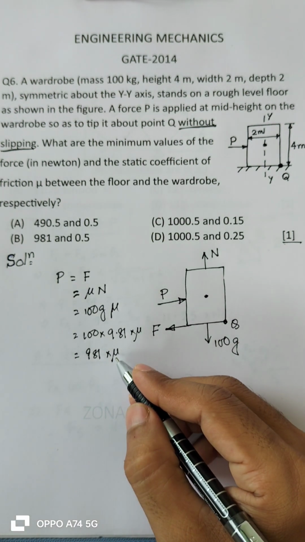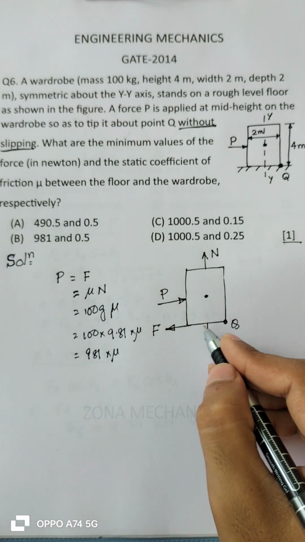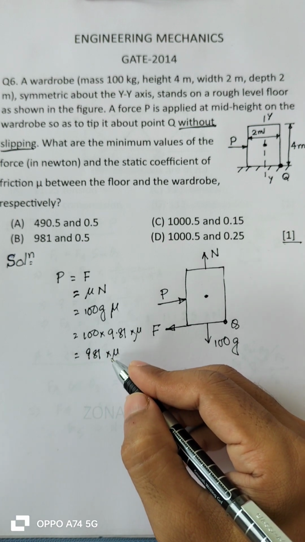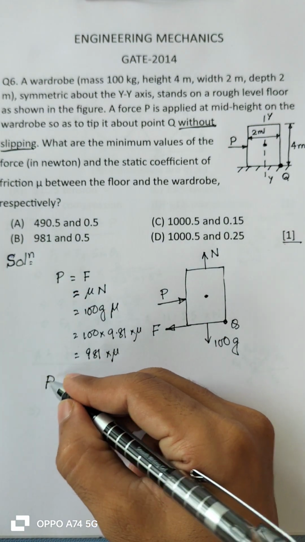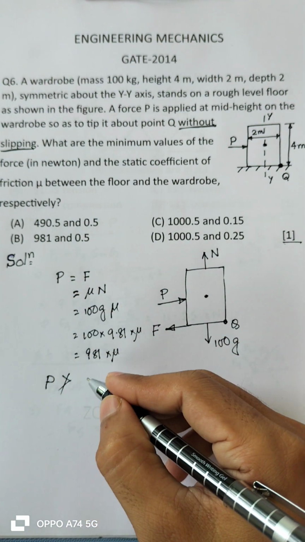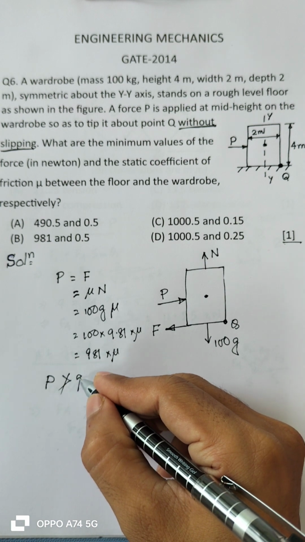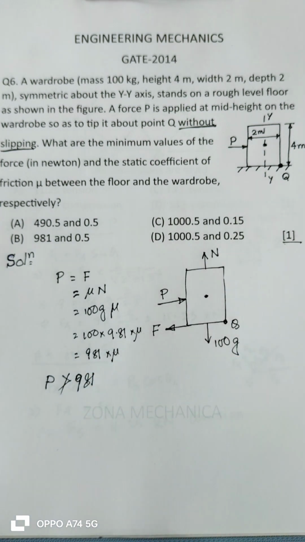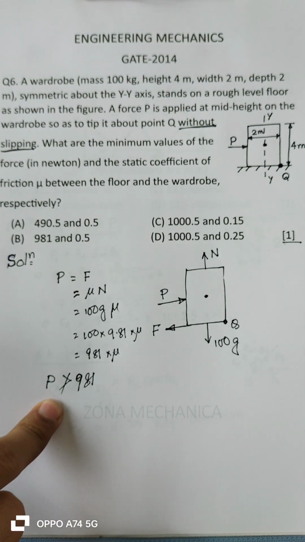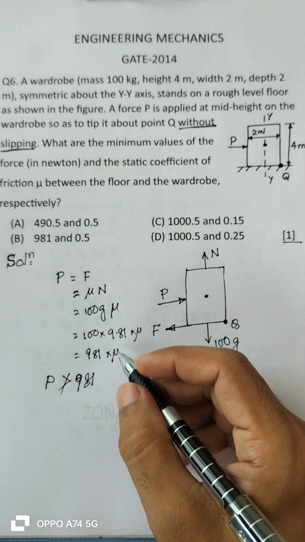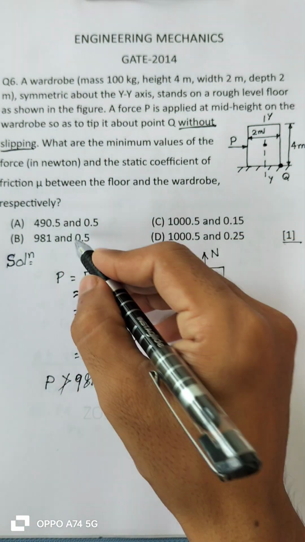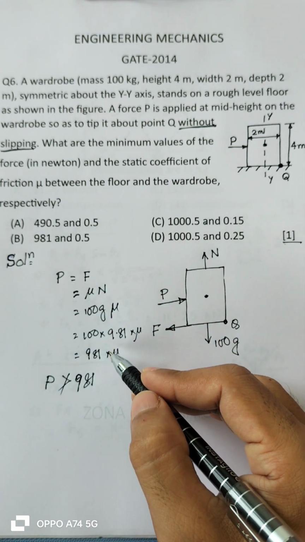As we know, for any rough surface, the value of mu is less than 1. If it is less than 1, then the value of P is not greater than 981, right? Not greater than 981. So this is one condition, that the value of P is not greater than 981. Now we will check which option is satisfying this relation.